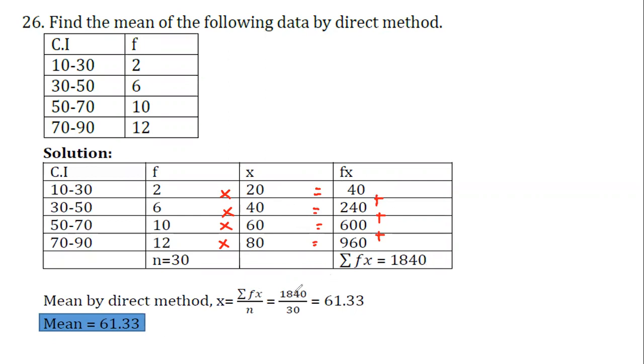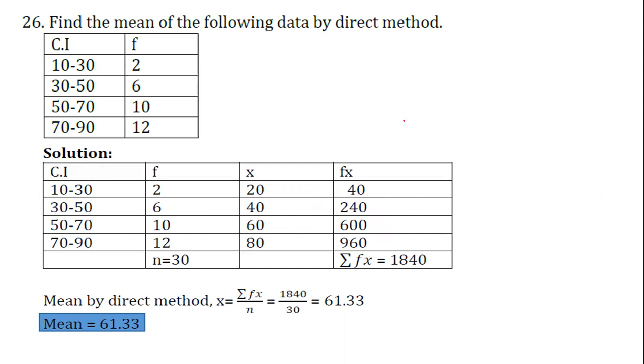Now substitute: 1840 divided by n. n means the number of students. Let us consider these are students who scored marks in maths in FA3. 10 to 30 has 2 students, 30 to 50 has 6 students, and so on. So the total number of students is 30. Divided by 30, you will get 61.33. Therefore, the mean is 61.33. This is also a very important sum. Many times they ask you to find the mean, median and mode. Definitely in your exam, they will ask one question for 3 marks.